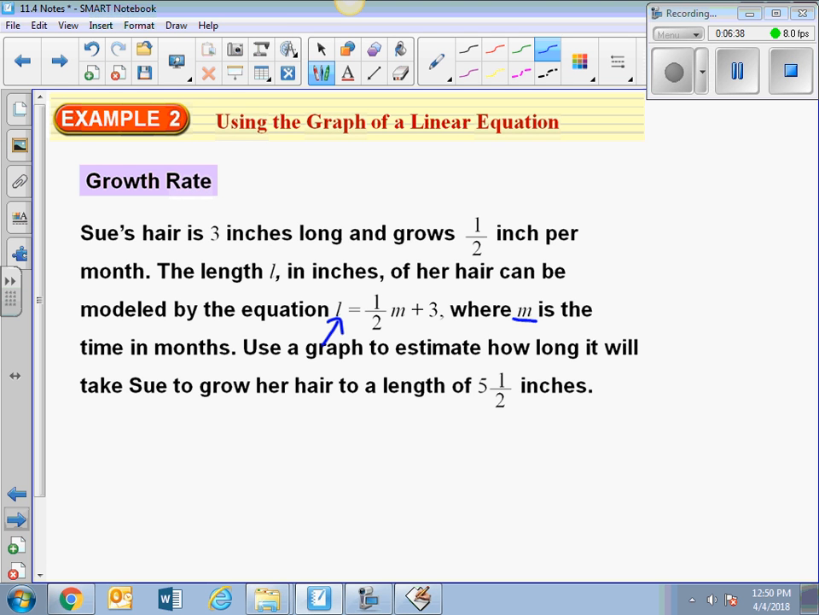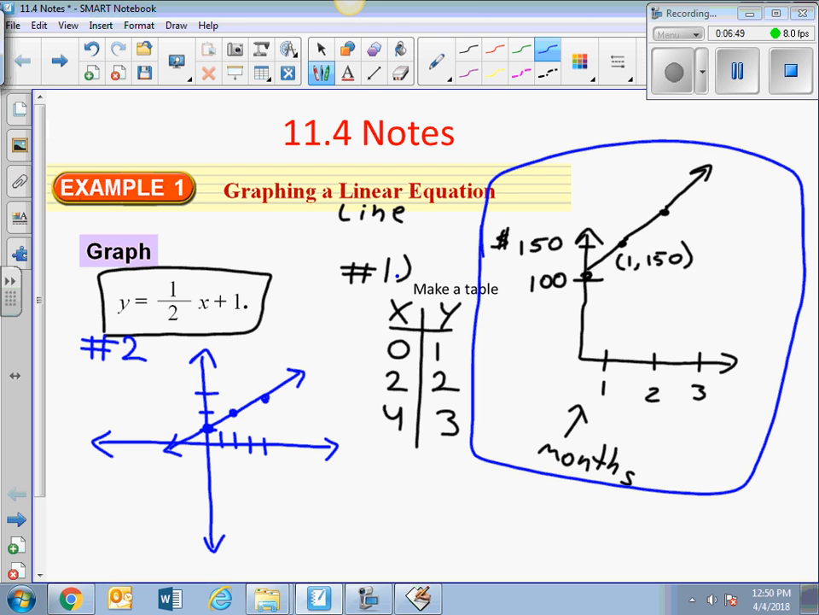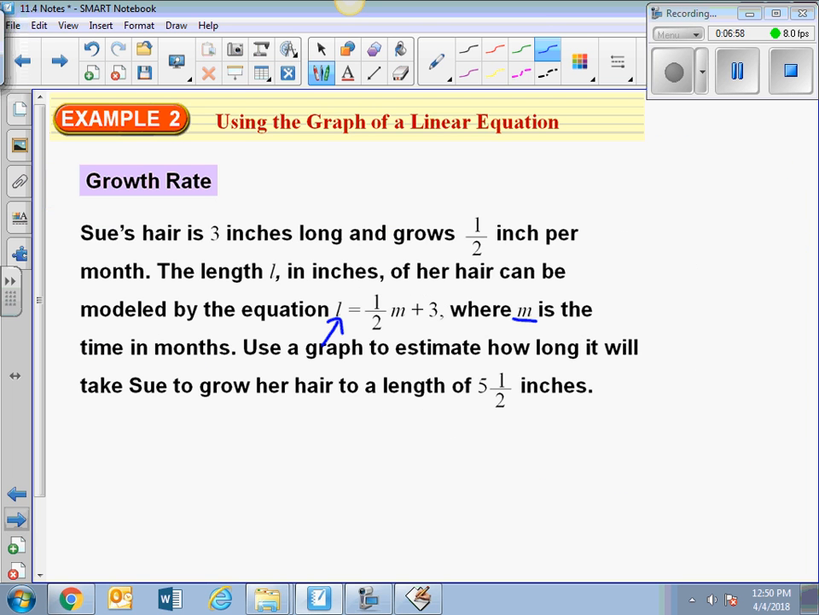It says use a graph to estimate how long it will take Sue to grow her hair to be a length of 5.5 inches. Thinking about what I just told you, when I go back to that very first one, the initial value was 100. What would the initial value be on this equation? What did it start out as? 3. This one here is always the initial value. The plus or the minus, whatever it is, that's what it starts out as. So her hair starts out at 3 inches long. We want to know how many months it takes to hit 5.5 inches.